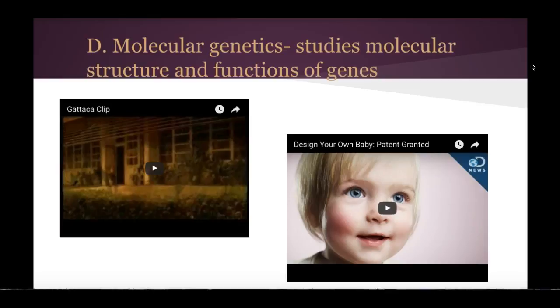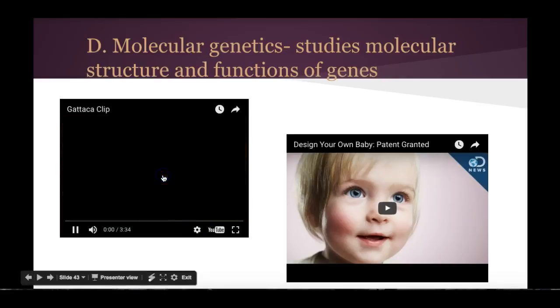So I've got two clips for you. The first one is from a fictional movie called Gattaca. It is a movie that is actually out there. I have seen it. It's been a very long time, but this is a very science fiction-y movie. So this is the beginning, and I'll play this here for you.